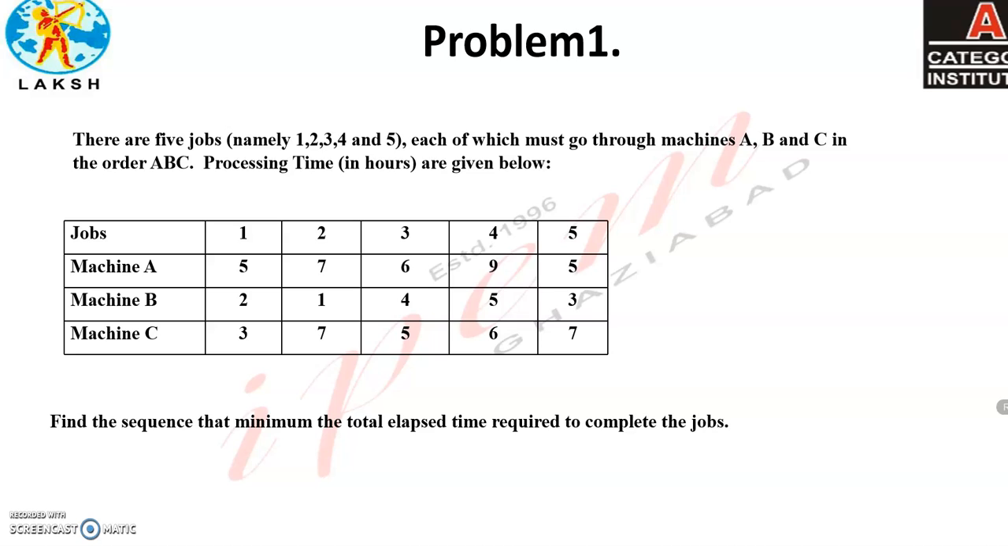There are 5 jobs, namely 1, 2, 3, 4, and 5, each of which must go through machines A, B, and C in the order A, B, C. Processing time in hours are given below. In this table, you can check there are 3 machines and 5 jobs. So, this is a type 2 case when there are n jobs and 3 machines. Find the sequence that minimizes the total elapsed time required to complete the jobs.